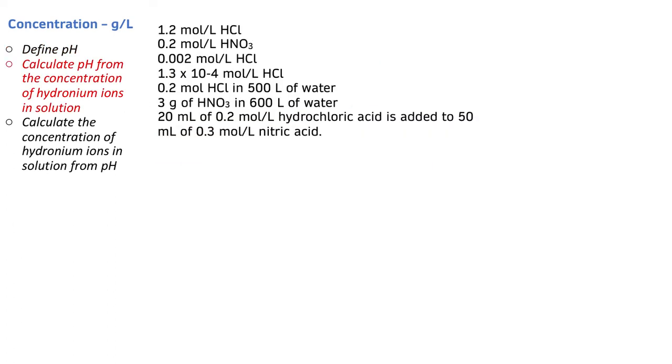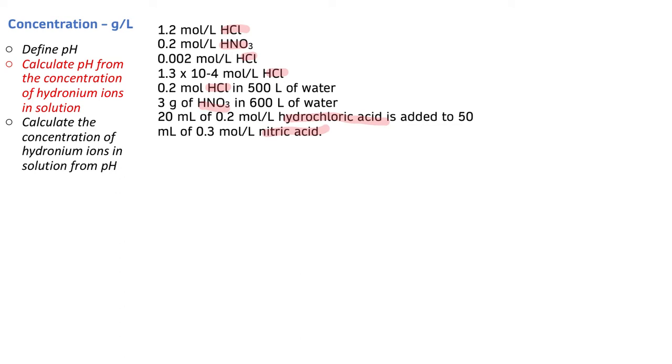Let's have a look at some calculations. If I have 1.2 moles per liter HCl, you'll notice that all of these acids are strong acids, because strong acids completely ionize, turning completely into hydronium ions and their negative ion. Weak acids only partially ionize, so their concentration of H3O+ ions will be significantly lower. Generally, you're not going to be asked to work out the pH of weak acids or bases, because you can't know how much they ionize, at least in this course. So we're going to be dealing with strong acids here.